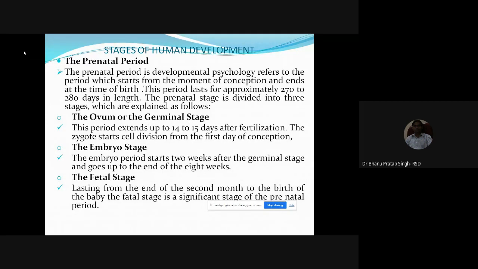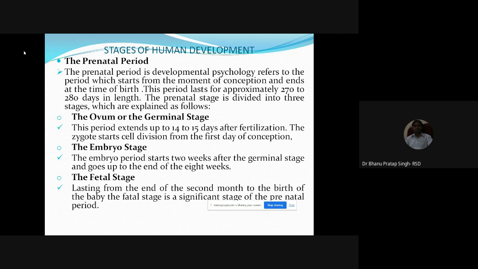The prenatal age is further divided into three stages, which are explained as follows. One is the ovum or germinal stage, the second is the embryo stage, and the third is the fetal stage. Those from a biological background are more aware of these three stages. The ovum stage extends up to 14 to 15 days after fertilization, and the zygote starts cell division from the first day of conception.